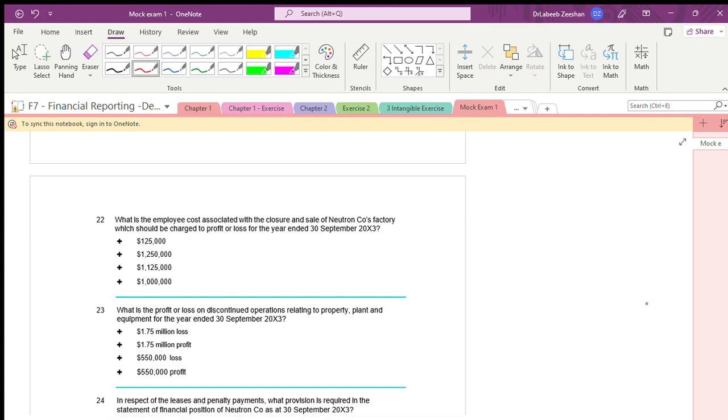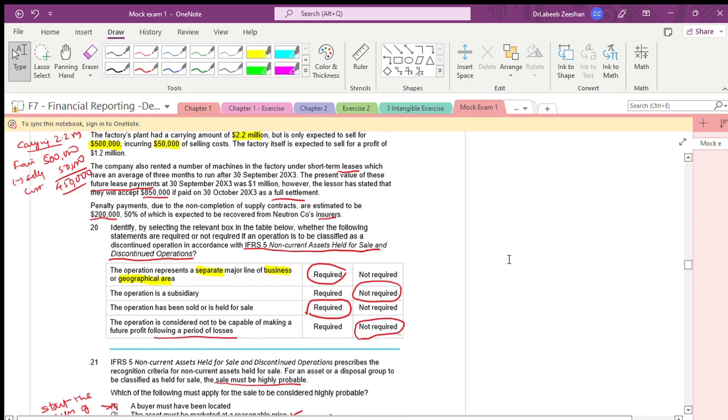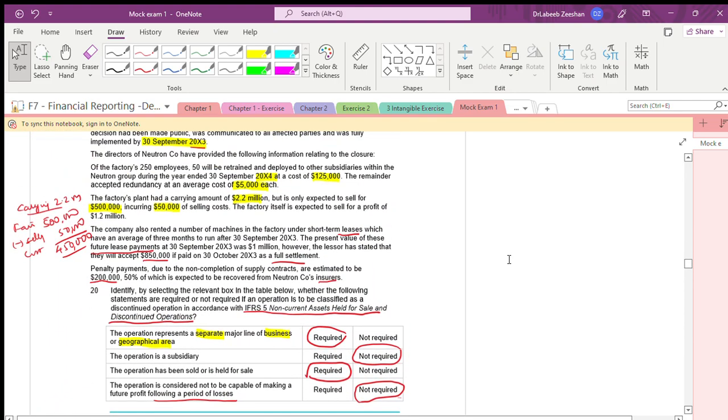What is associated with the closure and the sale of Neutron? Now, how many employees are they removing? That's very important. Where is that? The factory is carrying... Here it has been said. How much do they say? This is the point.